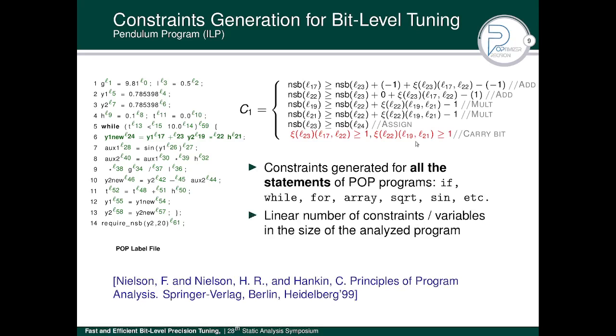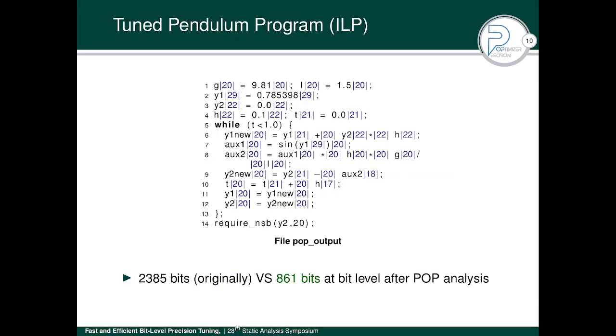We need to mention that POP generates such constraints for all the statements of the program. For now, POP handles loops, conditionals, programs with the four elementary operations or elementary functions, the trigonometric functions, etc. And in terms of complexity, the number of constraints and variables are linear in the size of the program analyzed.